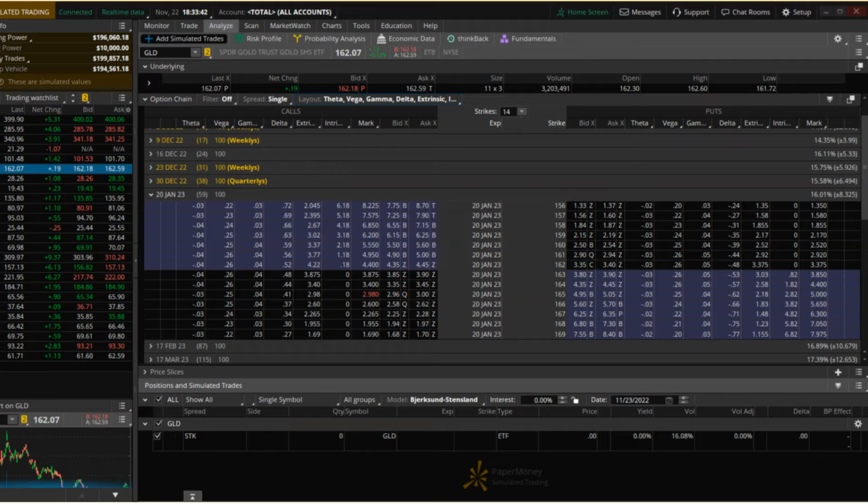As a seller of an options contract, you are collecting the premium at the bid price. Let's look at an out-of-the-money strike on the call side. The 168 strike has a bid price of $1.94, and with 100 shares being leveraged, the premium collected would be $194. Since the seller collected the premium, this is the maximum dollar amount that the seller can make.